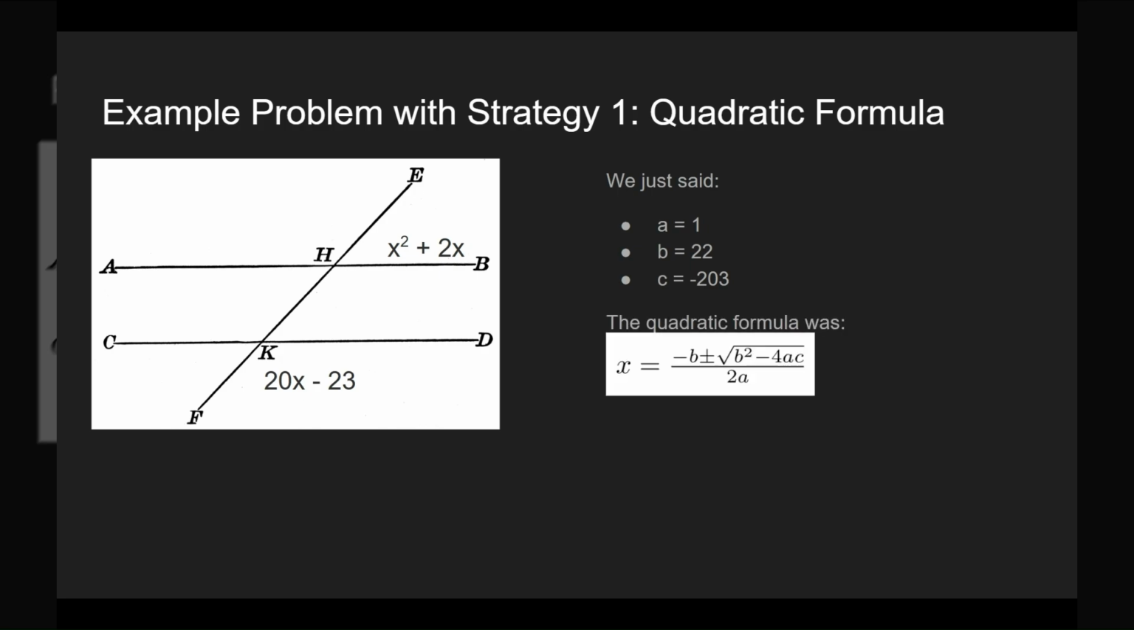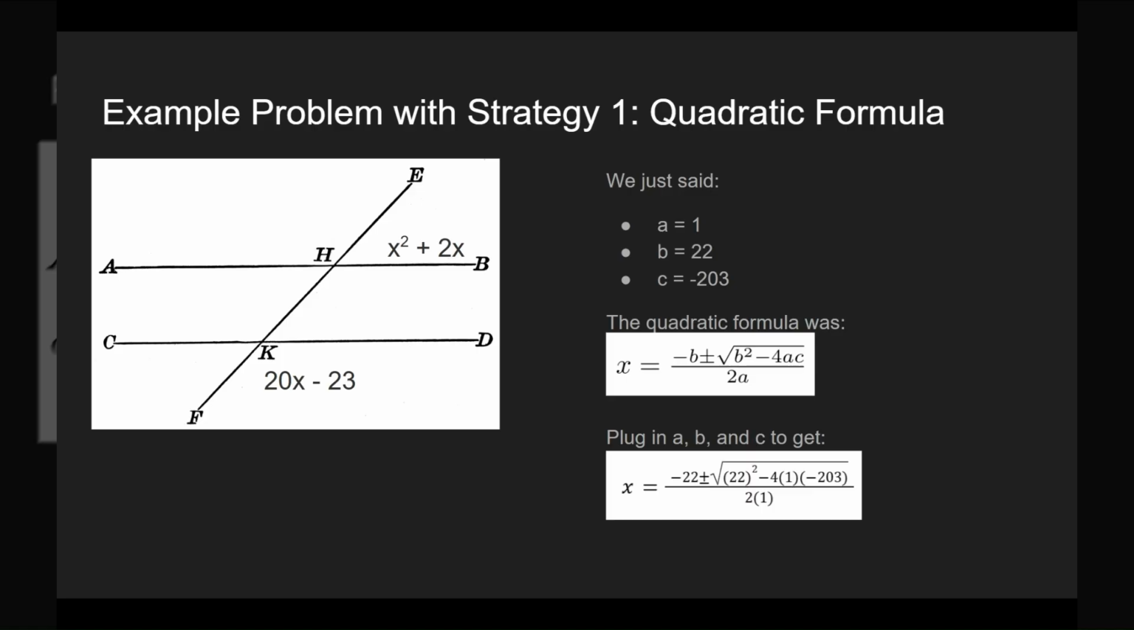The quadratic formula was x equals negative b plus or minus the square root of b squared minus 4ac all over 2a. So we can plug a, b, and c into this formula to make it look like x equals negative 22 plus or minus the square root of 22 squared minus 4 times 1 times negative 203 over 2 times 1. If b had been a negative number, when we make it negative b, it's actually going to change to positive. And we always want to use parentheses when plugging in the b squared and our a and c there, just to make sure that our negatives are being handled correctly.